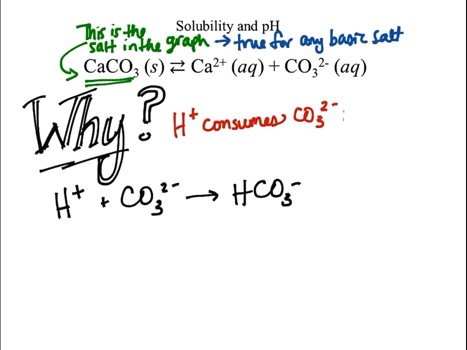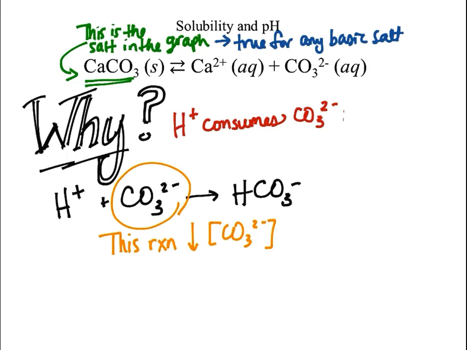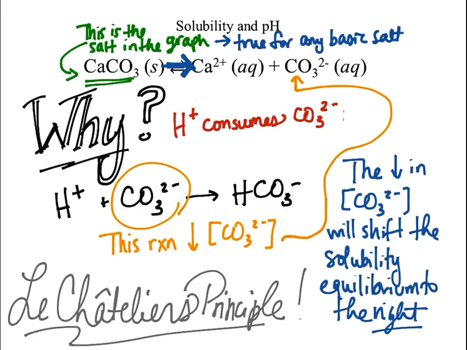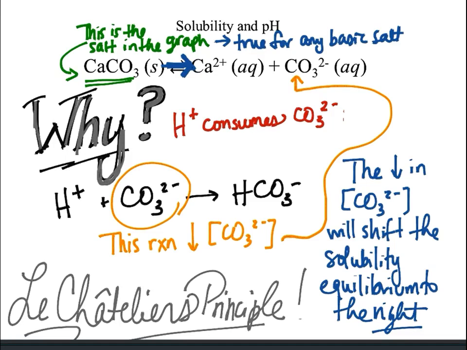But what this means for the solubility equilibrium is that we've removed carbonate from the solution. So this carbonate reacts, decreases the concentration of carbonate. Back when we were learning Le Chatelier's principle, all I would say is that we've removed carbonate. But the decrease in carbonate will shift the solubility equilibrium to the right. So because the hydrogen ion reacts with it, that removes it from the solution, shifts it to the right based on what Le Chatelier would have said. Product removal shifts the equilibrium to the right, as it always does.